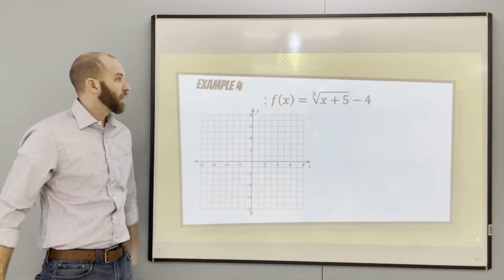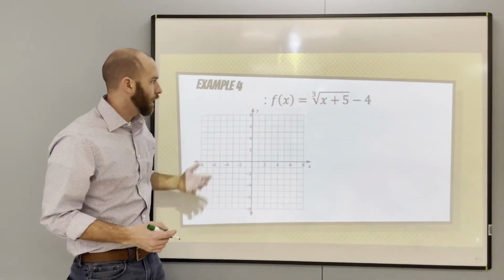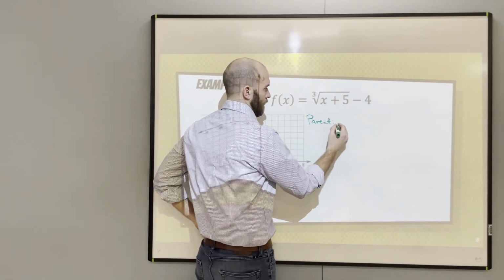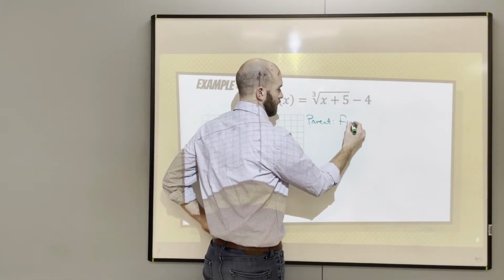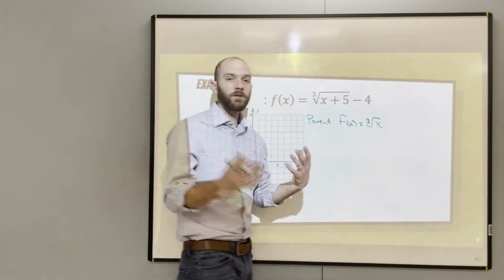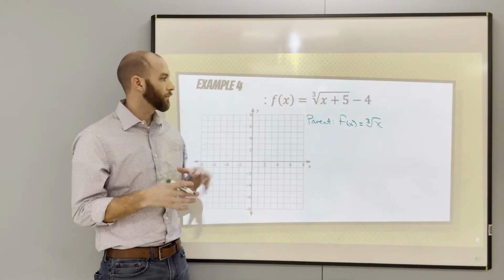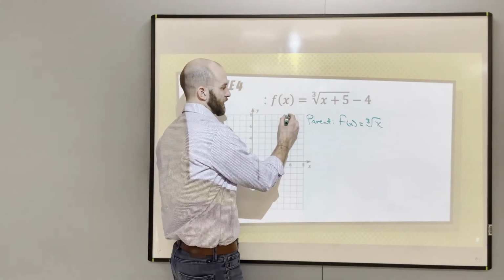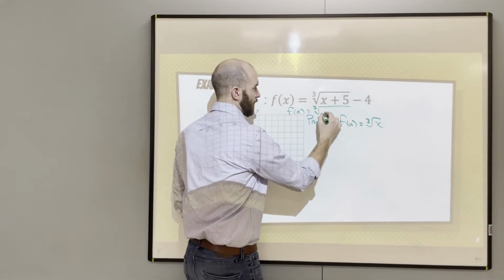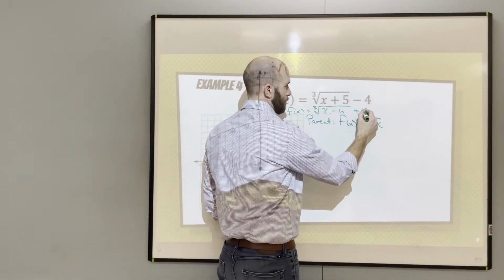Our next example, we've got the cube root of x plus 5 minus 4. The parent function is f of x equals the cube root of x. So you might look at your note-taking guide from the last video and see what the graph of that actually looks like. In vertex form, it would be the cube root of x minus h under the cube root plus k.